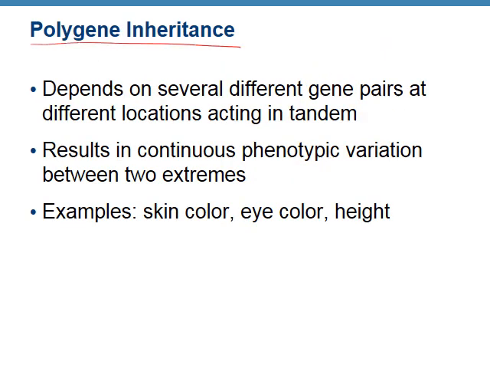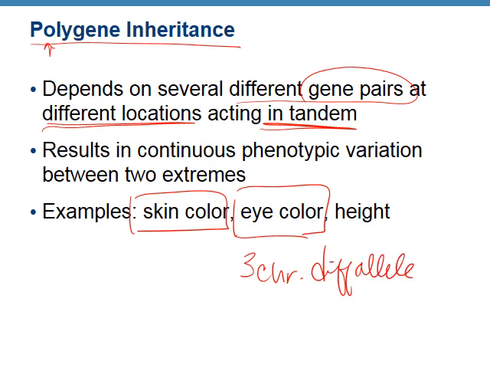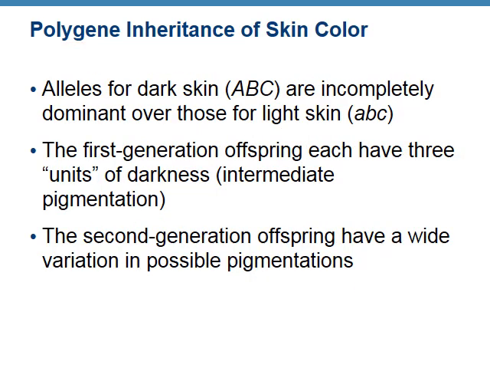We also have this term polygenic inheritance, poly meaning many, right? So this depends on several gene pairs at different locations all acting together or in tandem. Skin color is a good example. Eye color, I told you there's 3 different chromosomes with different alleles that all impact eye color. Height is one of those, and skin color. So let's look at skin color as an example. If you have really dark skin, you have multiple dominant alleles.